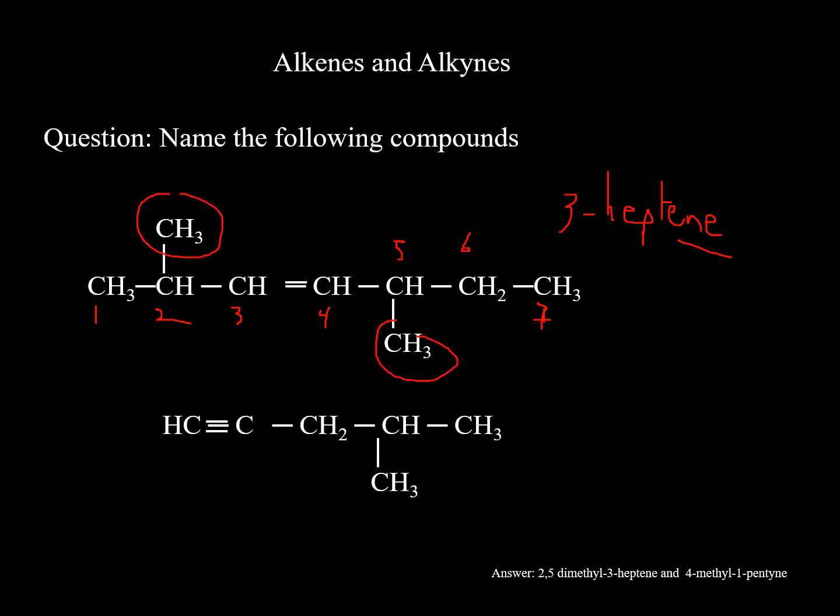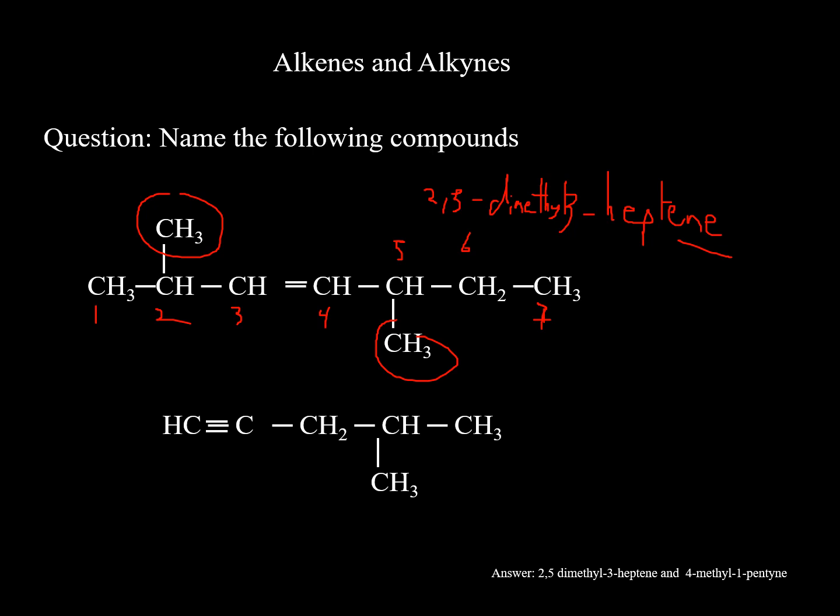So we would say 2,5-dimethyl, because there are 2. There's no need to say mono if there's only 1. So 2,5-dimethyl-3-heptene. Again, I'm going to stress this: please try on your own to name it without looking at the answers. Just try on your own.